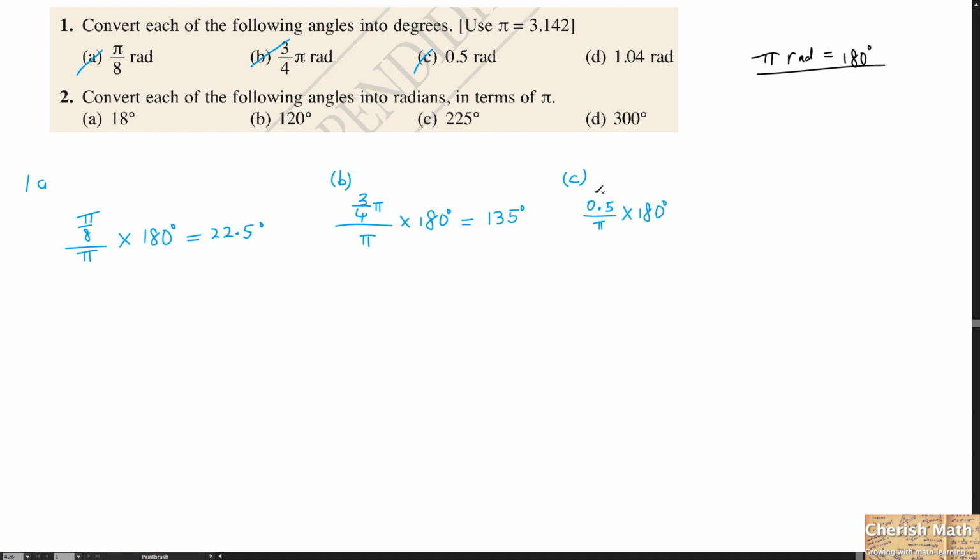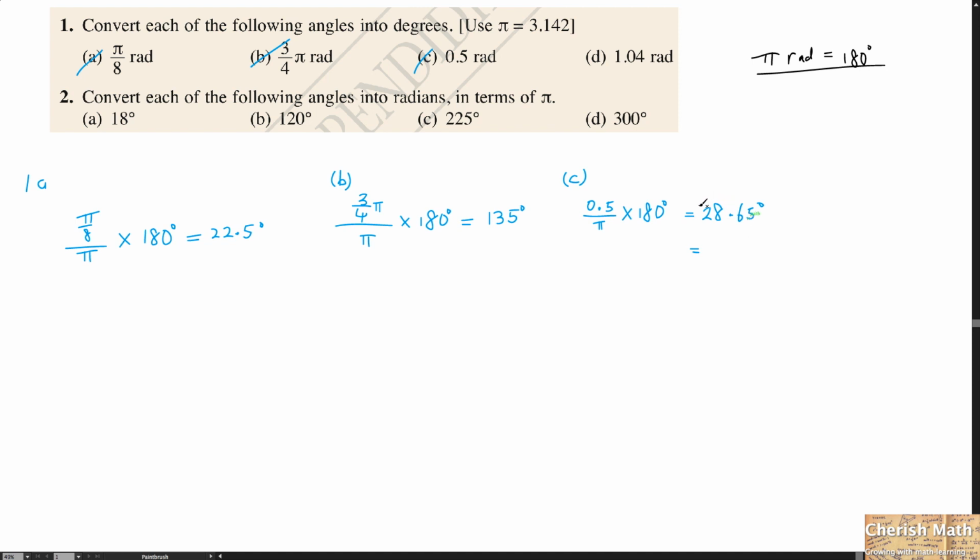Next, for part 1c, I'm going to take 0.5 radian out of pi multiplied by 180 degrees. This part stands for the fraction, and that fraction is out of the 180 degrees. The answer that I'm getting here is 28.65 degrees.